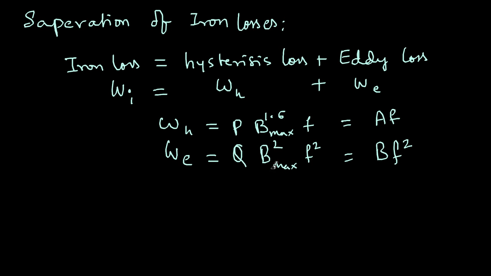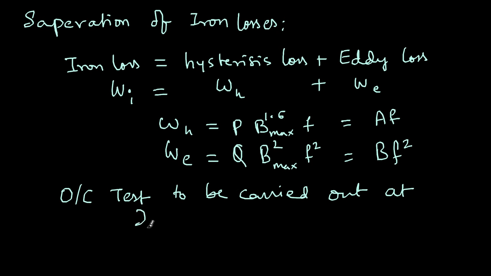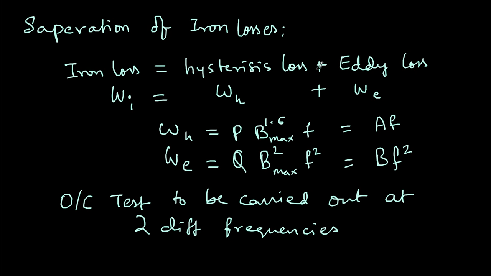So how do we determine these two? We do the above experiment, the open circuit test, at two different frequencies. Then from the test results we can separate WH and WE. Anyway, we'll solve some example problem based on this, and at that time you can really get the feel of how it is done. So this is about the concept of separation of iron losses.